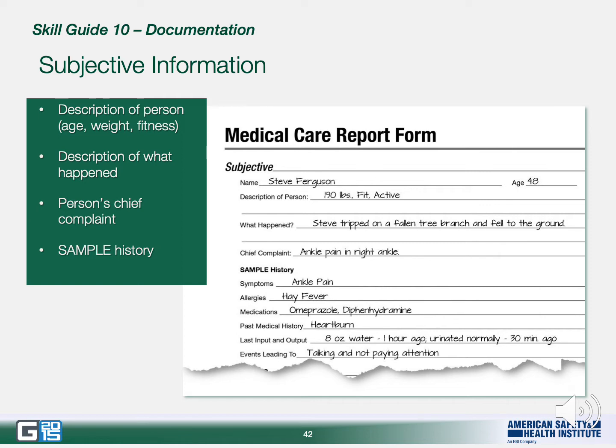All right, so subjective information. You want to know things like name, age, address, physical description of the person, what happened, what are they complaining of, and your SAMPLE history.